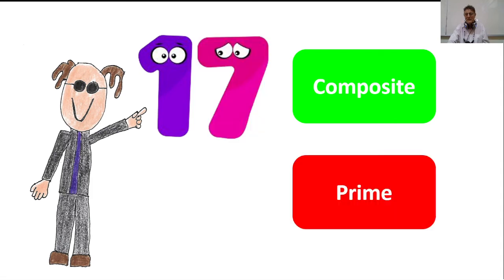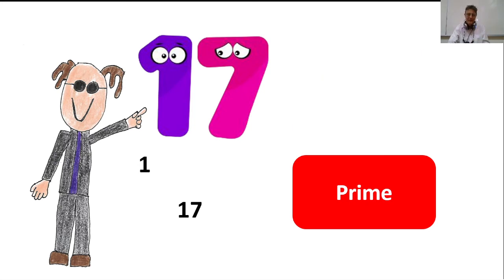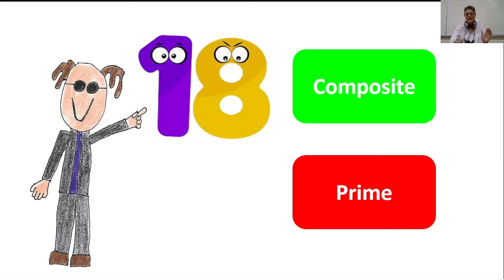How about number 17? Is it composite or prime? Well, 17, of course, can be divided by 1, and it can be divided by itself. But any other numbers? No. So it is a prime number.